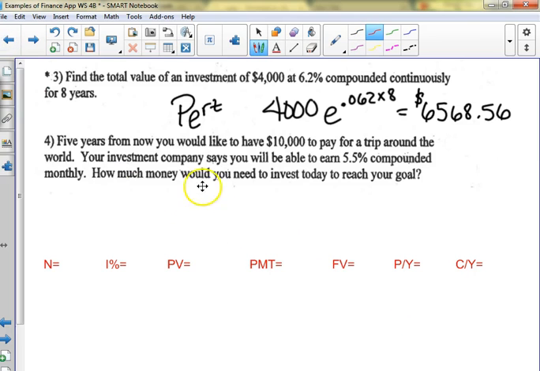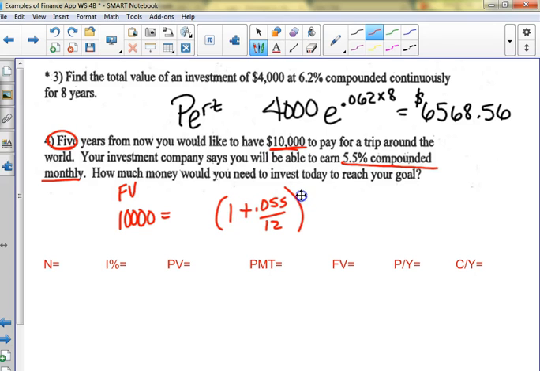All right, this next question, you also don't need the app for, though you can use the app. 5 years from now, you'd like to have $10,000. What is that? Future value, okay? To pay for a trip around the world. Your investment company says you should be able to make 5.5% compounded monthly. So at compound interest, you'd have 1 plus 0.055 over 12 to the power of what? How long till you want this money? 5 years. So you'd have 12 times 5, or power of 60 up there.